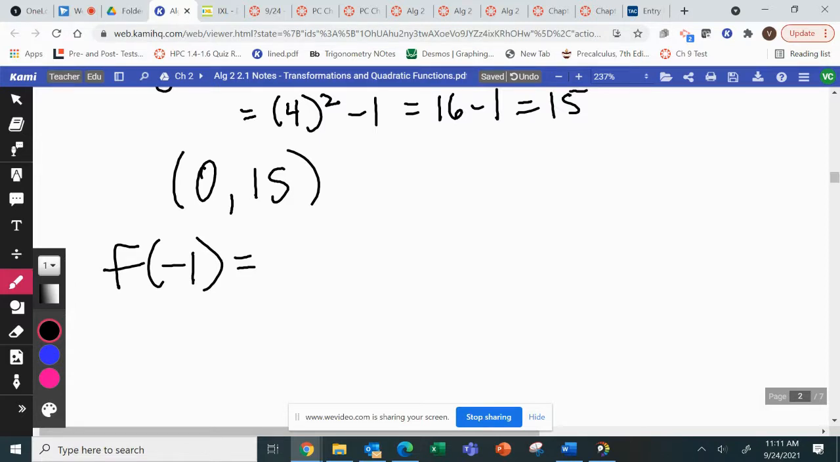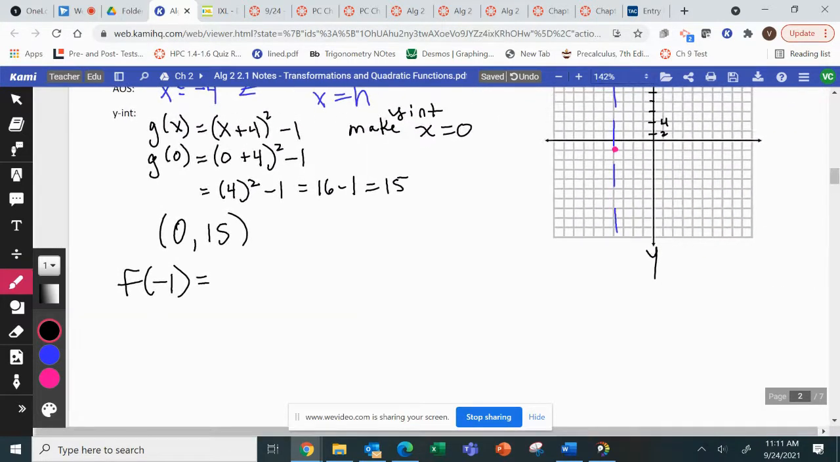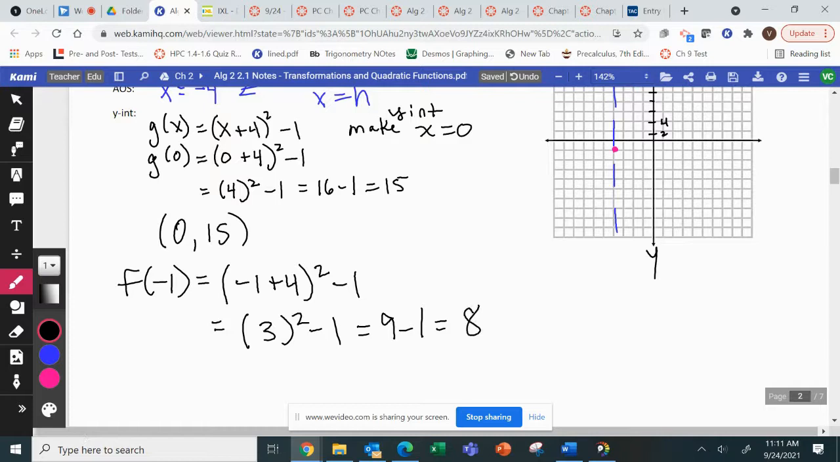So I'm going to plug in -1. I'm plugging it into the original, so we'll have parentheses, -1 plus 4 squared. I do like the people that might have said plug in -3 too. I think that one might have been a good one. -1. And then I just simplify. I've got 3 squared minus 1. So 9 minus 1 is 8. So this ordered pair I just found was -1, 8. So go ahead and graph that.